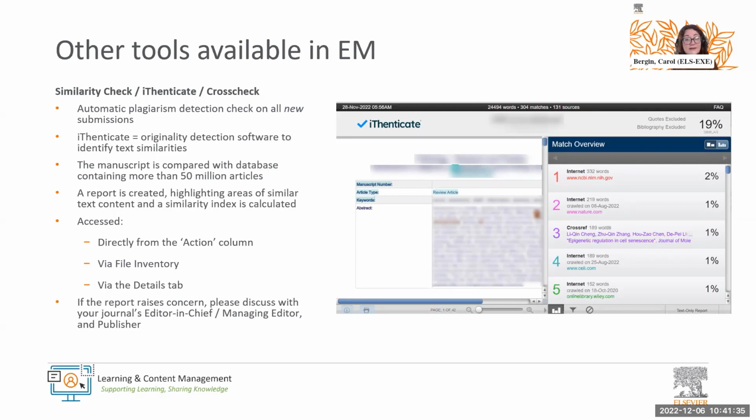We're often asked, and I know journal managers are often asked as well, what the cutoff percentage is for the similarity index. However, this does depend on many factors, and interpreting the report does require an expert knowledge of the subject area, so is really a task for editors. But if you view the report and it raises any concerns for you, or if you do suspect potential plagiarism with the manuscript, please do raise this with the editor-in-chief or managing editor for your journal, and also the publisher as well, and you can discuss in some more detail.